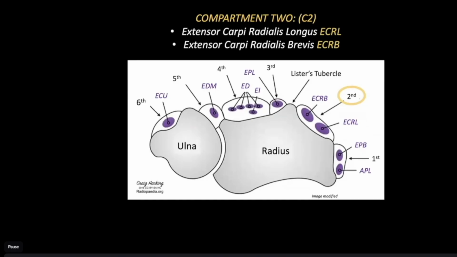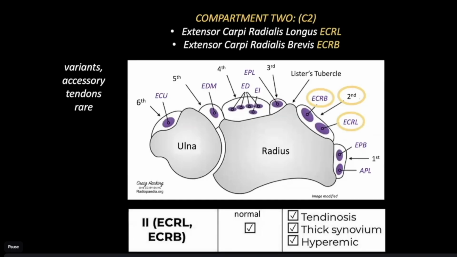Compartment 2, it's usually pretty uneventful, ECRL and ECRB. It's not common to see variants or accessory tendons. Sometimes it's bifid. Sometimes you see a small amount of fluid and the patient's asymptomatic, so nobody really cares.